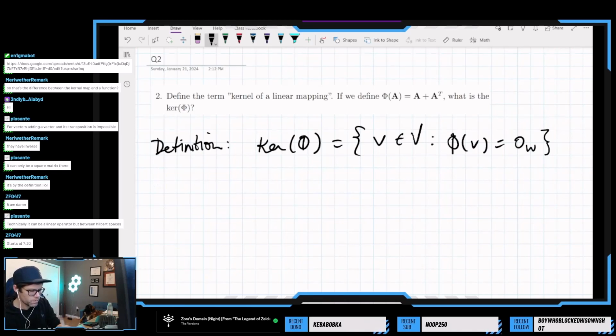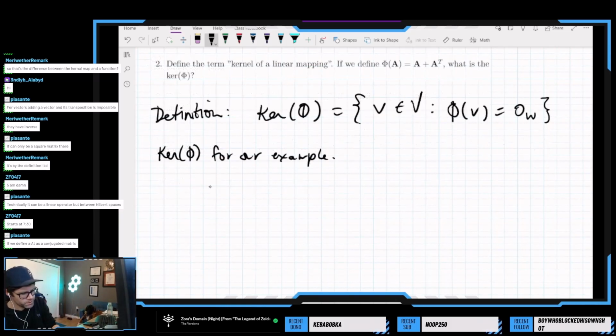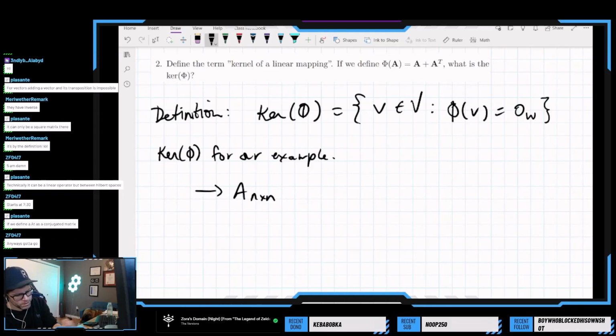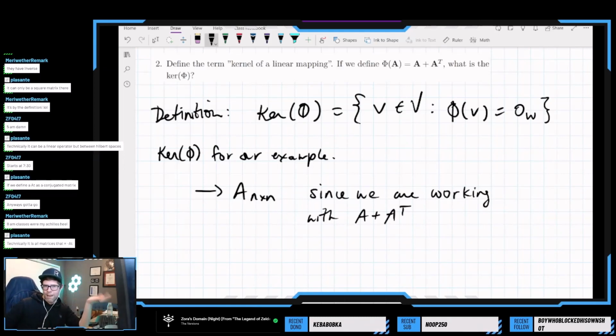And then the next thing we want to do is figure out what the kernel is for this specific example. So let's try to calculate the kernel of phi for our example. So what do we know? We know that A must be an n by n matrix, since we are adding A and its transpose. Right? So if A was m by n, for example, I wouldn't be able to transpose that and add these things together. It's just not defined nicely. So what do we actually want to do? We actually want to set this equal to the zero matrix, don't we?